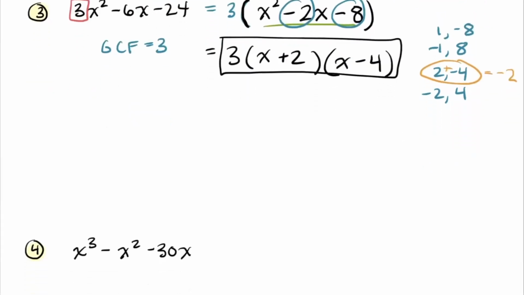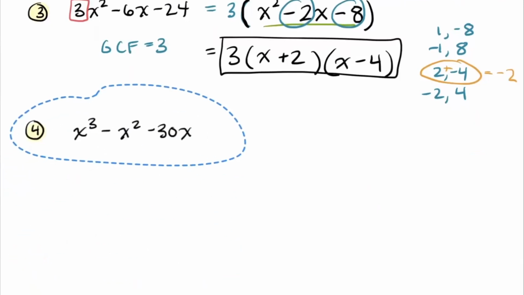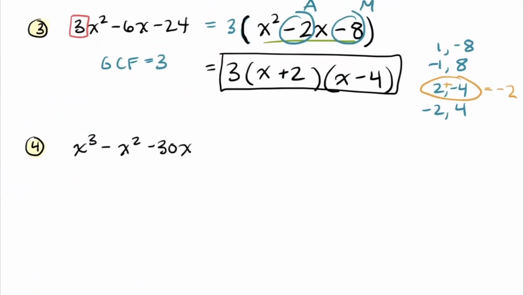All right, number 4, that's so far down. We've got x cubed minus x squared minus 30x. So this one doesn't fit the form because it's cubed, but every single term here has an x. So again, GCF here, you can take out an x to the first. So let's do that to start. What we have remaining, we'll just reduce every x here by power of 1, right? So x squared minus x minus 30.